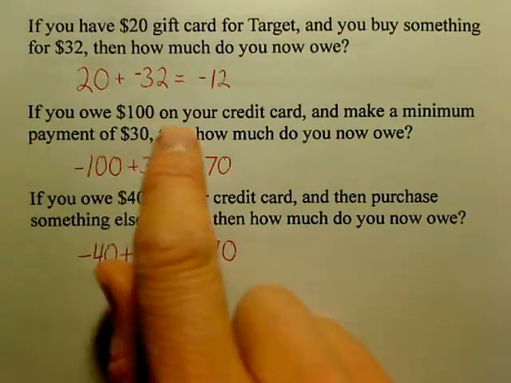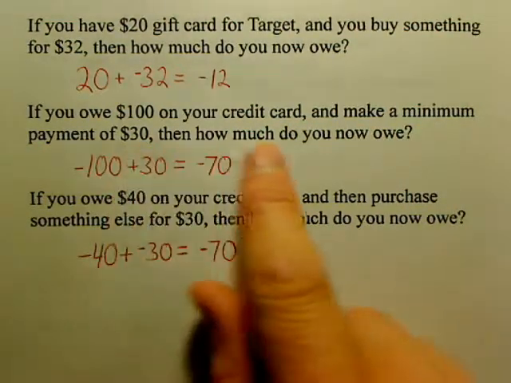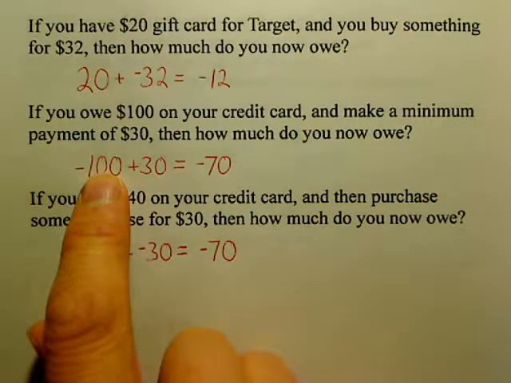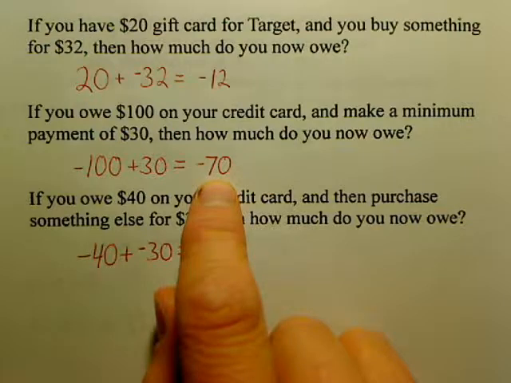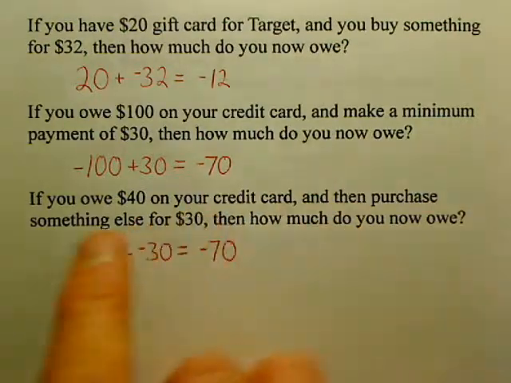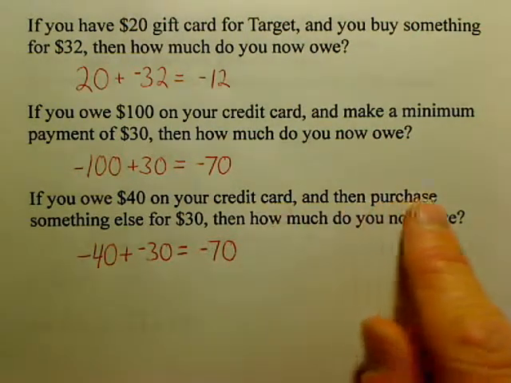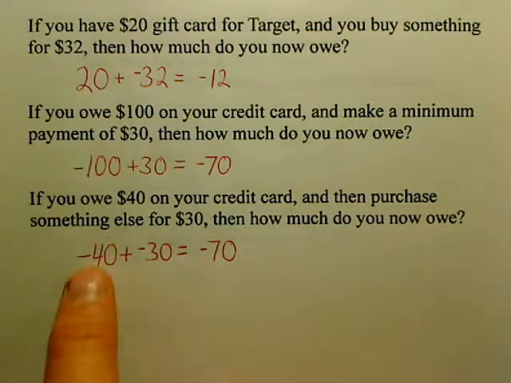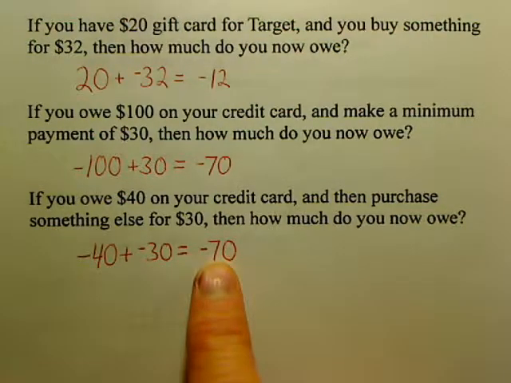If you owe $100 on your credit card and make a minimum payment of $30, then how much do you now owe? Well, you have a negative, you owe 100, you pay $30, so you still owe 70, negative 70. Okay, if you owe $40 on your credit card, and then you purchase something else for $30, then how much do you owe now? Well, you owe this much, and you're adding more debt. Wouldn't that be -70 debt altogether?